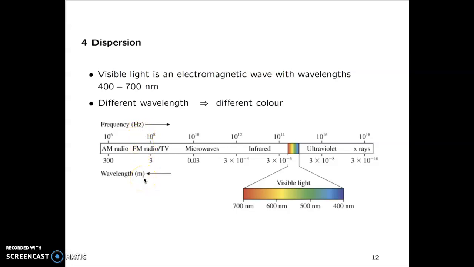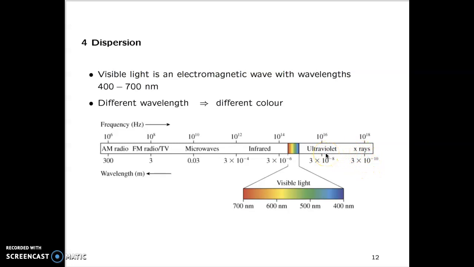for the electromagnetic wave. And what this figure is illustrating here is the electromagnetic spectrum. Way over here, you have very high frequencies and very short wavelengths. So we have X-rays way over here, right? 10 to the 18 hertz, 3 times 10 to the minus 10 meters. That's a very short wavelength.